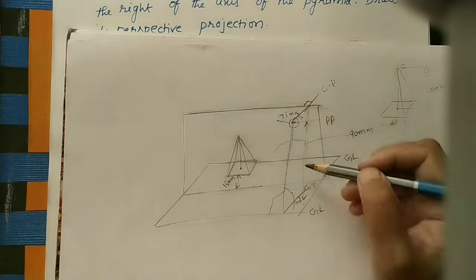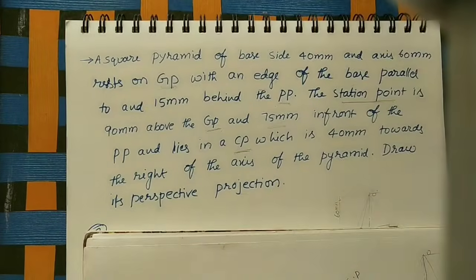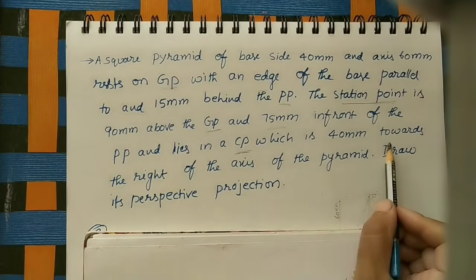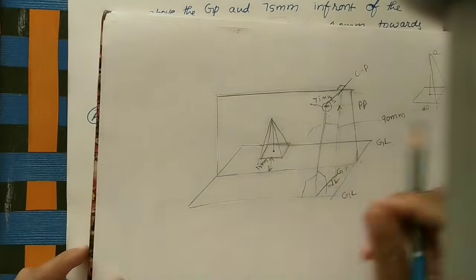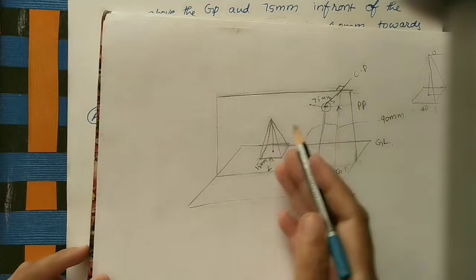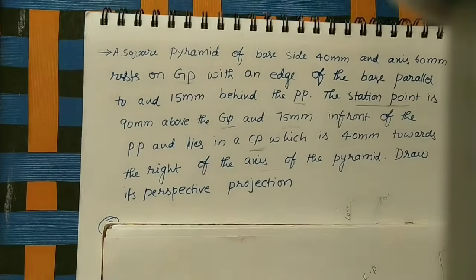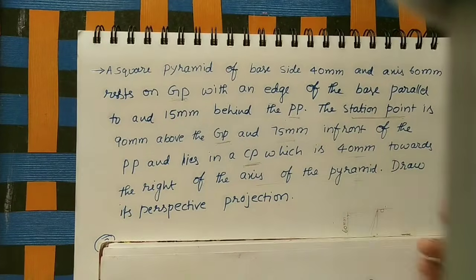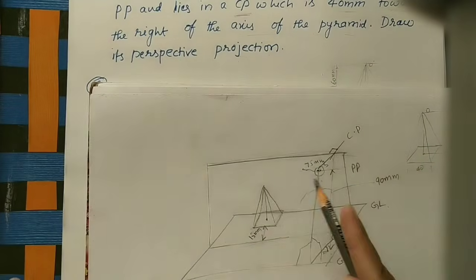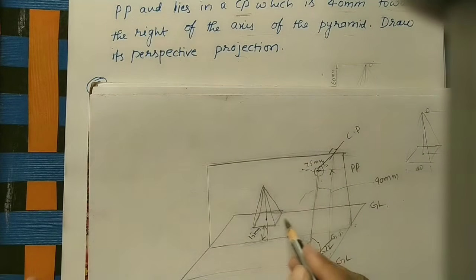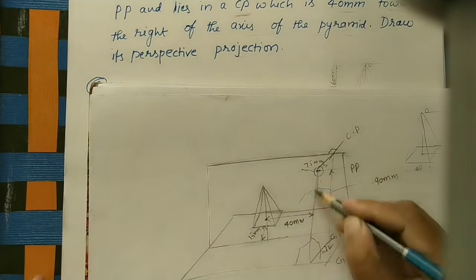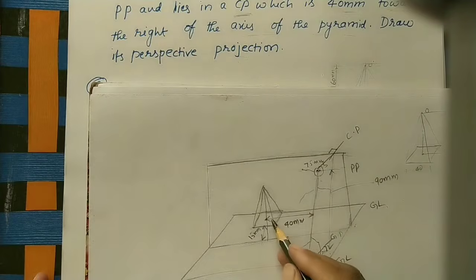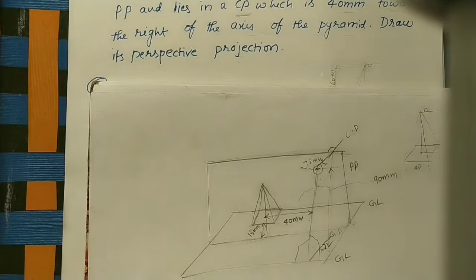Okay, the center plane is there. Where is the center plane? CP is 40 mm towards the right of the axis of the pyramid. Where is the axis of the pyramid? This is the axis of the pyramid. From the axis, to the right side, is 40 mm distance. So this center plane is situated 40 mm from the center of the square pyramid, from the axis. This is the given data.